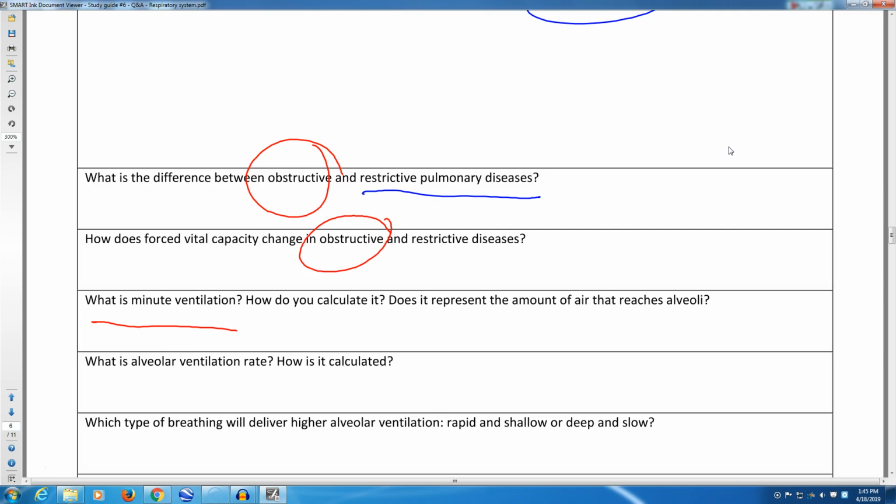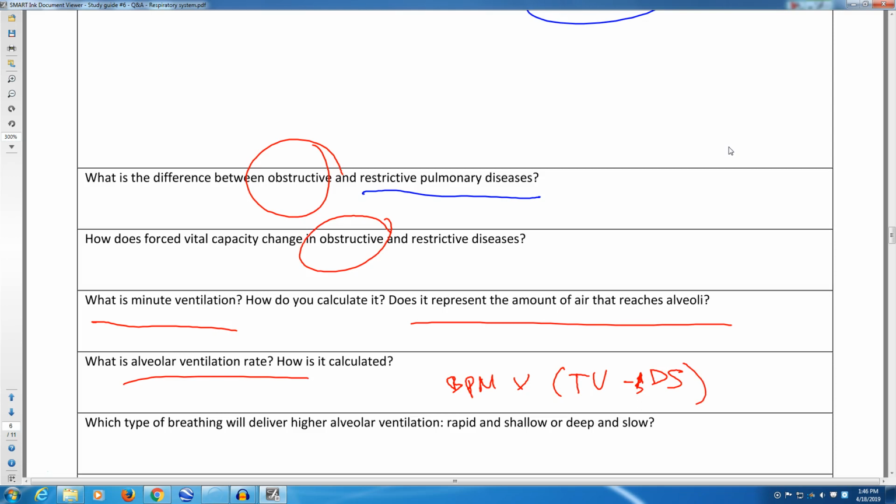Sorry, the amount of air that is inhaled in 1 minute, not reaches the lung. So if your tidal volume is 500 mL and you take 20 breaths a minute, it accounts for 10,000 milliliters, your minute ventilation. It does not represent the amount that reaches alveoli. Alveolar ventilation rate is the number of breaths per minute multiplied by tidal volume minus dead space. Okay.